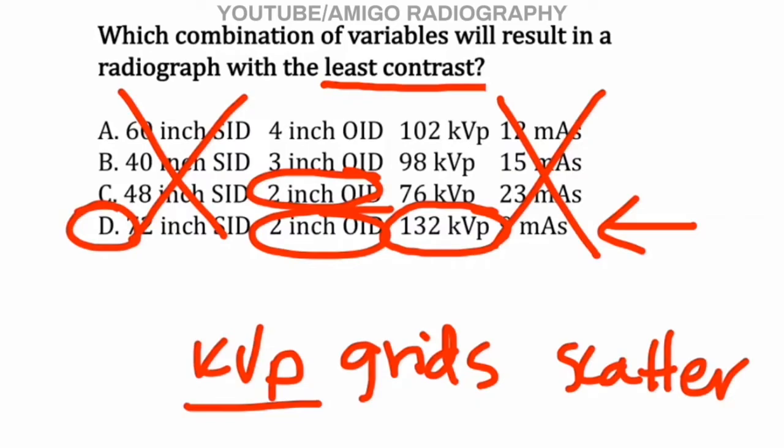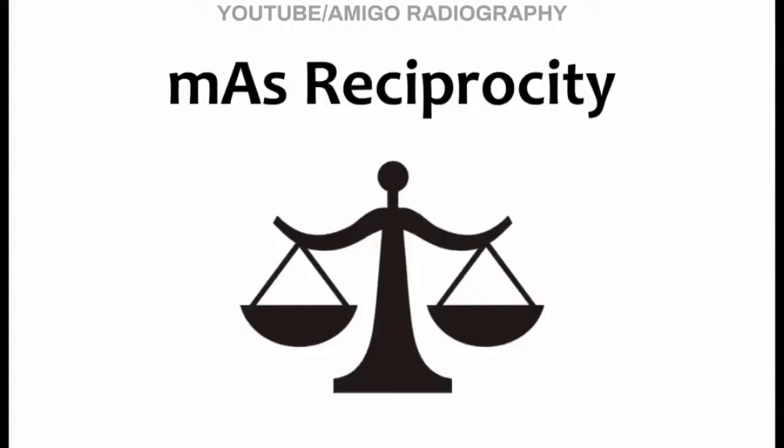This short video is about a topic that we call mAs reciprocity. That's a complicated term for a very simple idea. Remember, the formula for calculating mAs is actually fairly simple. mAs is equal to the mA multiplied by the exposure time. As mA increases, the exposure time must decrease in order to maintain the same total exposure. That's the idea of reciprocity.